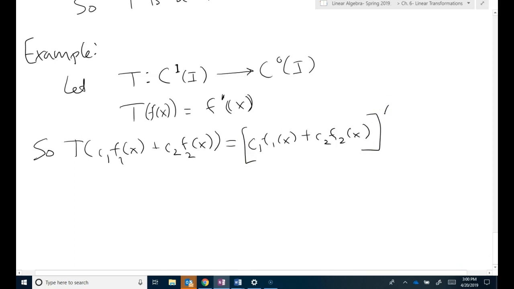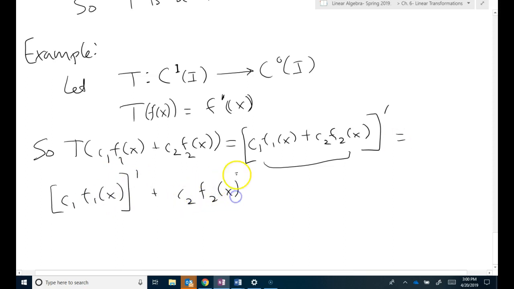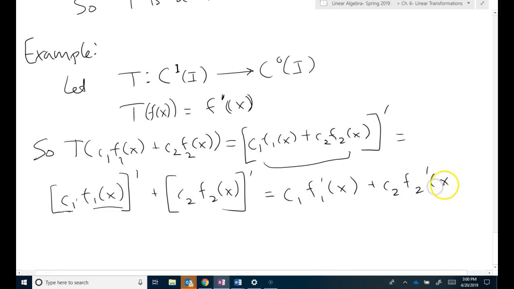Now, if you take the derivative, we kind of know a couple things. First, let's take the derivative of each function. Across addition, it's just exactly what we expect: C1 F1 of X prime plus C2 F2 of X prime. We know that's true because you can take the derivative across addition. Then we take the derivative here, and that's just a constant times the function, so that's going to be C1 F1 prime of X plus C2 F2 prime of X.